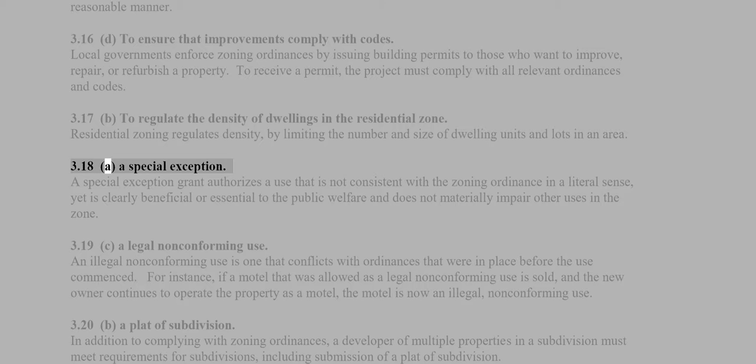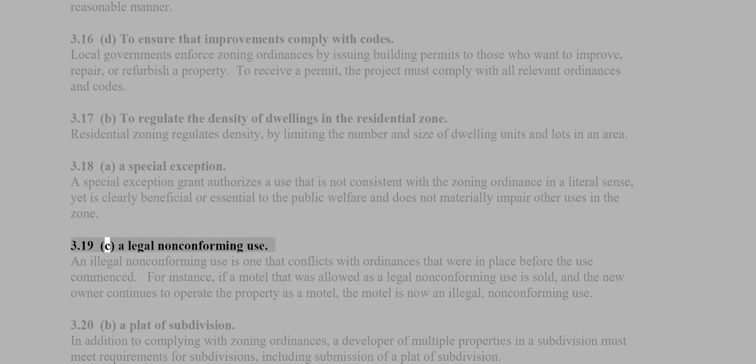3.18 A. A special exception. A special exception grant authorizes a use that is not consistent with the zoning ordinance in a literal sense, yet is clearly beneficial or essential to the public welfare and does not materially impair other uses in the zone.